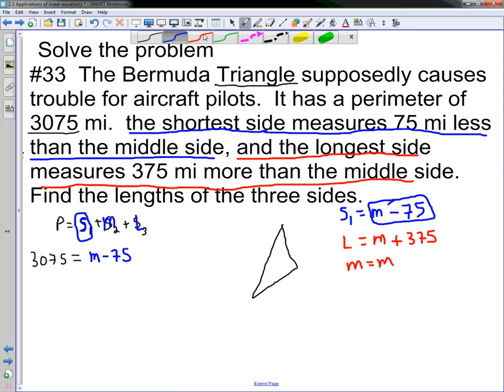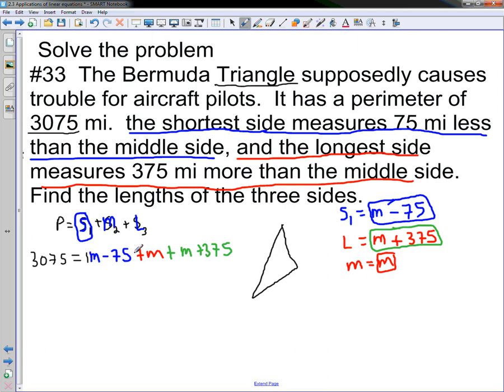I'm going to add that with the middle. Well, the middle we just called m, plus the longest side. And we said the longest side was 375 miles longer than the middle. So m plus 375. So from here, we now have m involved in all of ours. So we can combine like terms, 1m, 1m, 1m. That gives me 3m.